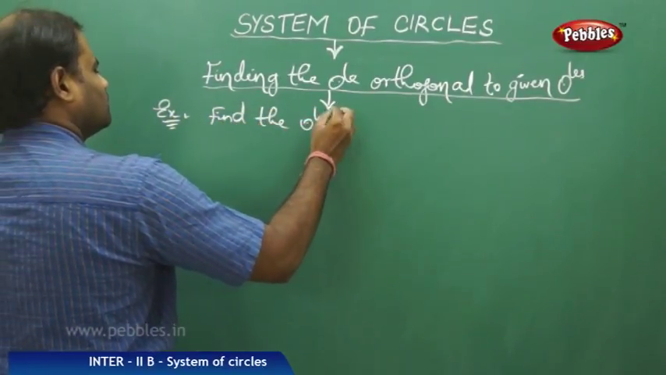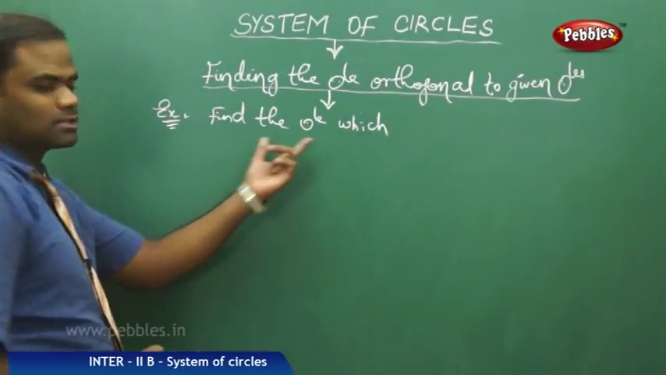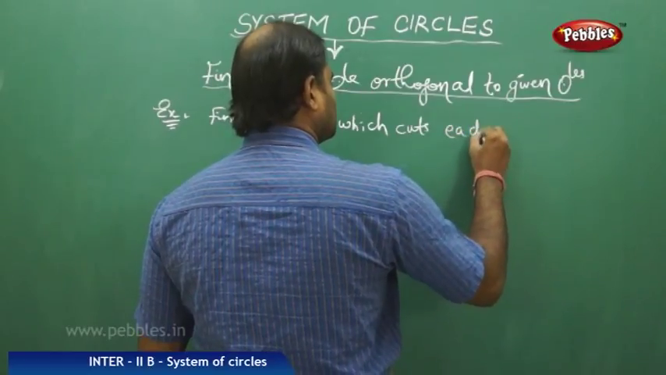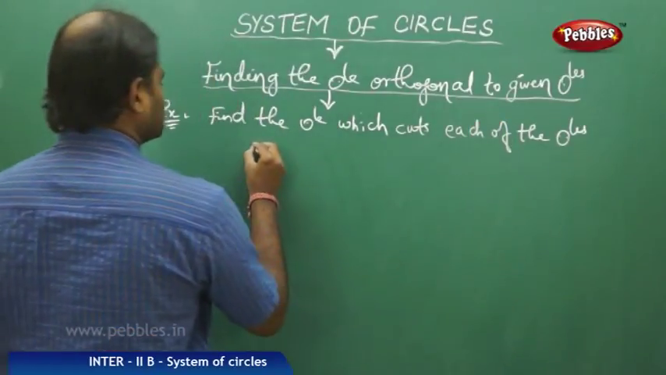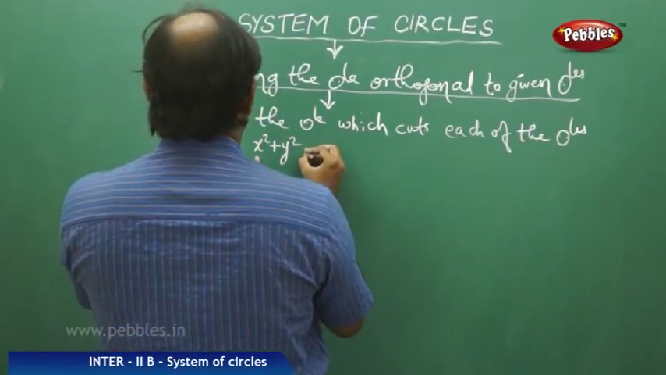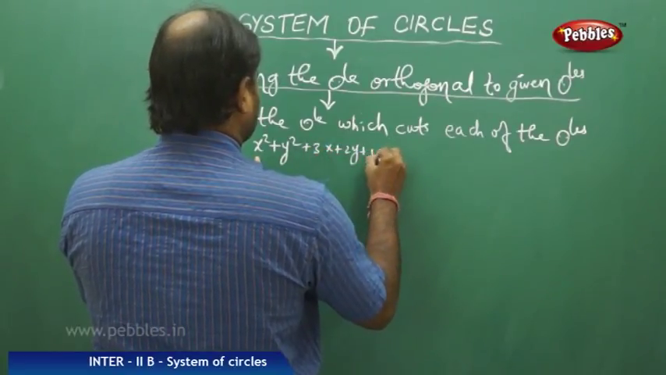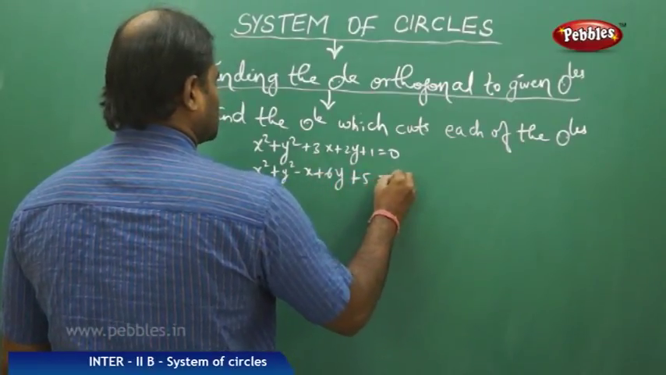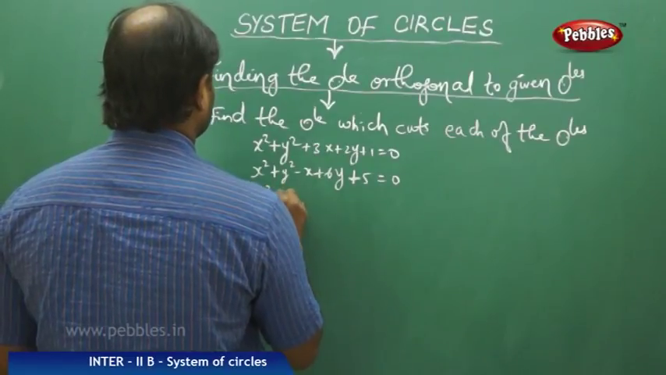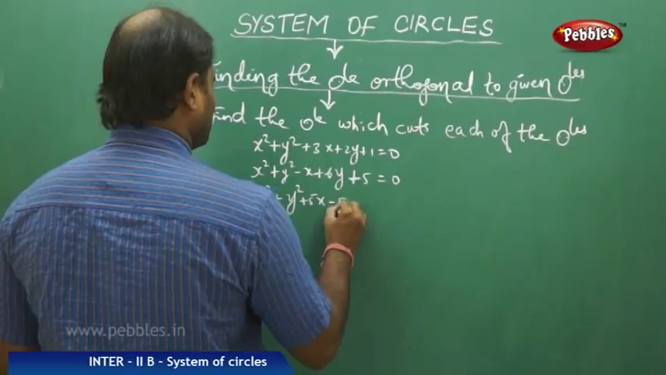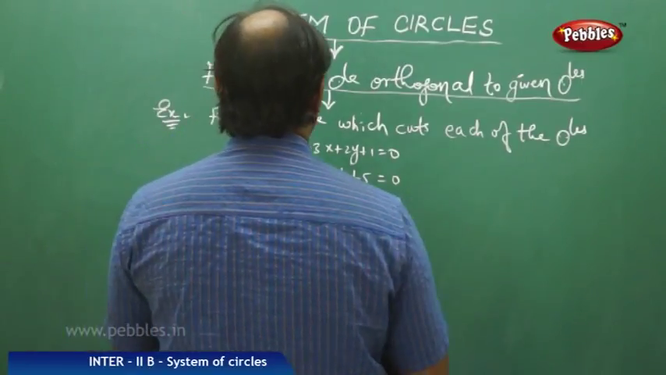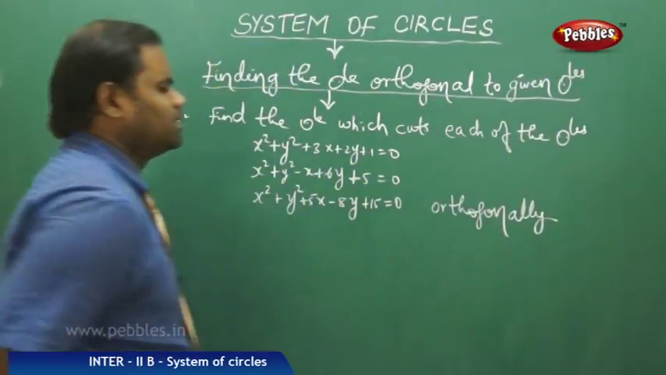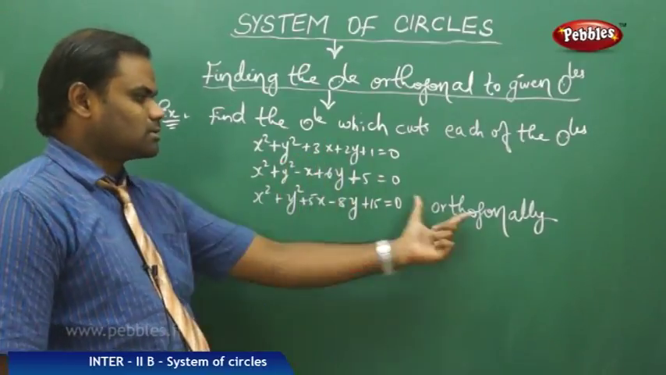find the equation of the circle which cuts each of the circles, say initially x squared plus y squared plus 3x plus 2y plus 1 equal to 0, next x squared plus y squared minus x plus 6y plus 5 equal to 0, and thirdly x squared plus y squared plus 5x minus 8y plus 15 equal to 0, orthogonally is the question here. So I have to find the circle which cuts each of the circles orthogonally.